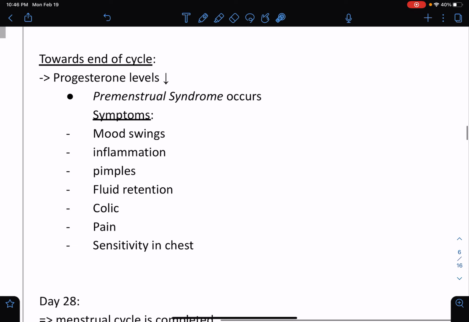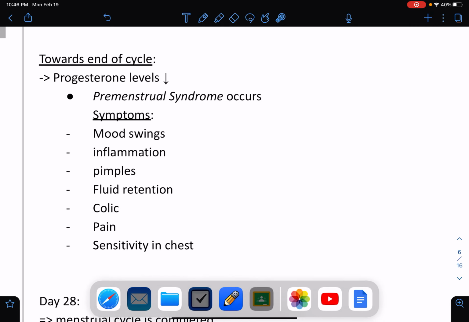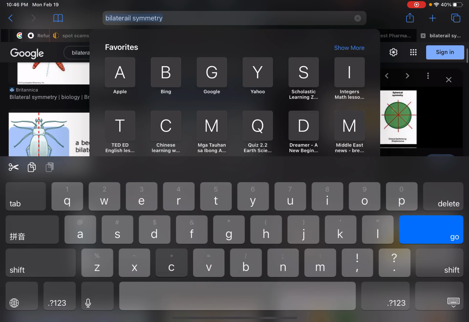Towards the end of the cycle, progesterone levels decrease, and premenstrual syndrome occurs. The symptoms are mood swings, inflammation, pimples, colic pain, sensitivity in the chest, and fluid retention. I do have to ask what colic is.